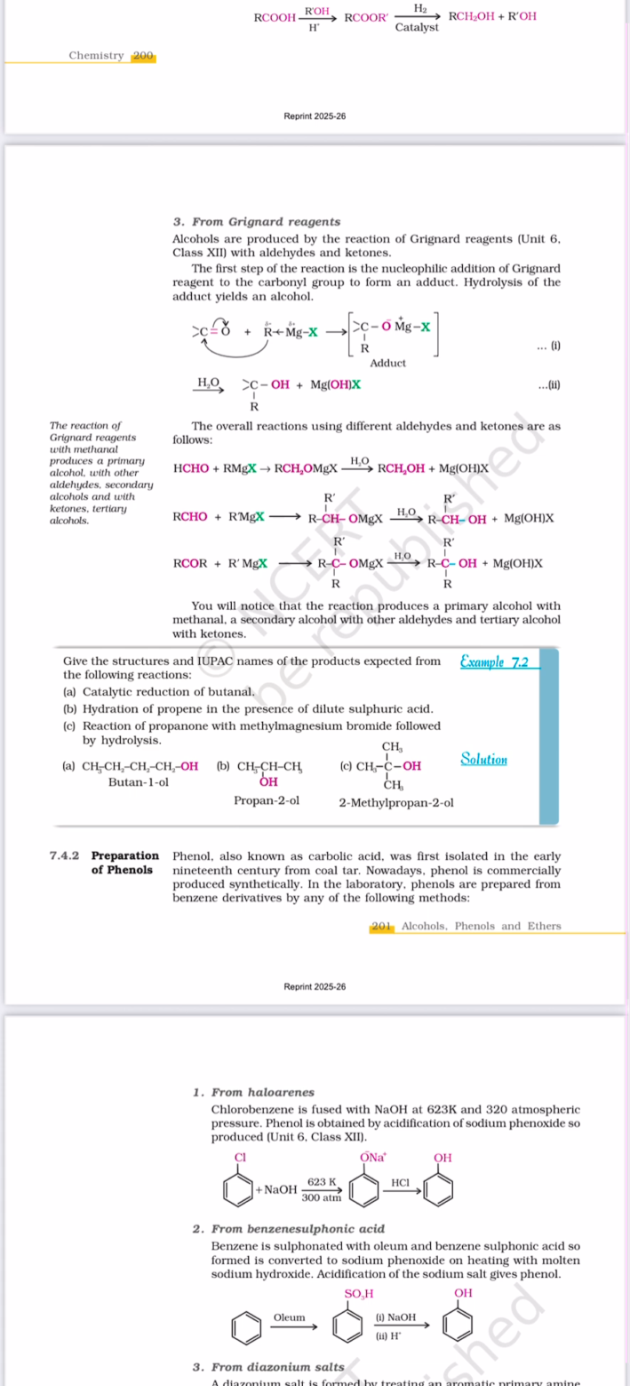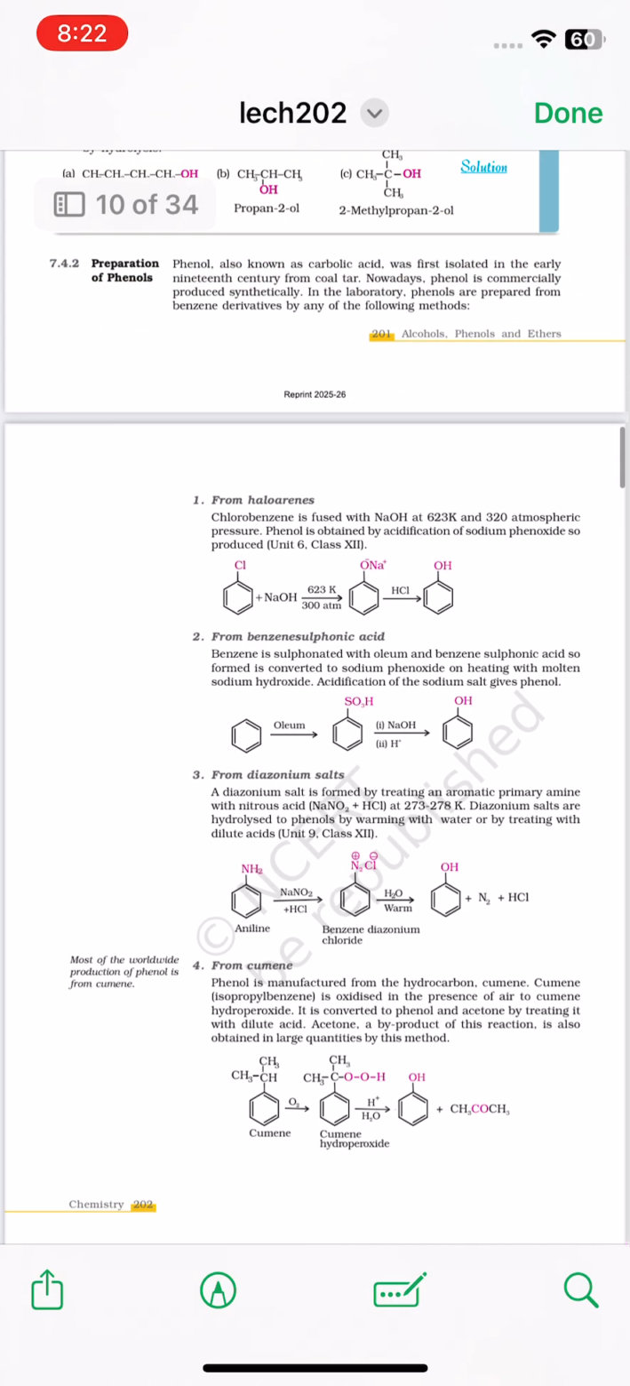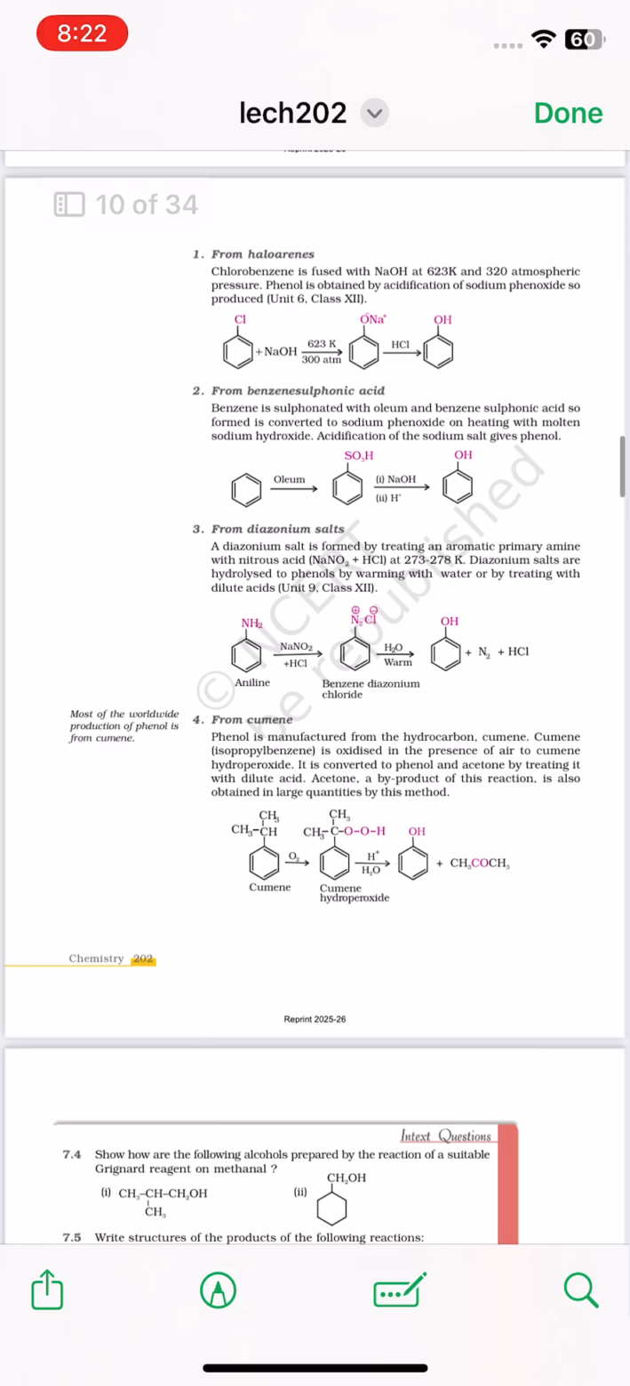Preparation of phenols. Phenols are also known as carbolic acid, and were first isolated in the early 19th century from coal tar. Nowadays, phenol is commercially produced synthetically. In the laboratory, phenols are prepared from benzene derivatives by any of the following methods. First, from haloarenes. Chlorobenzene is fused with NaOH at 623 Kelvin and 320 atmospheric pressure. Phenol is obtained by acidification of sodium phenoxide so produced.